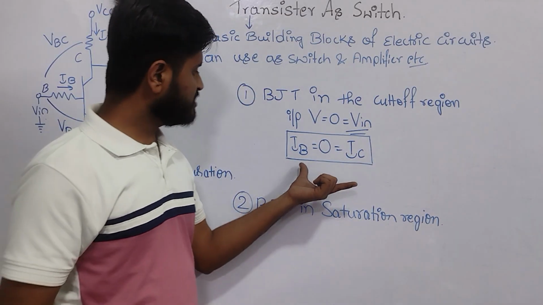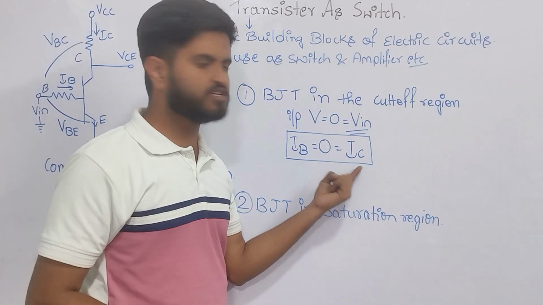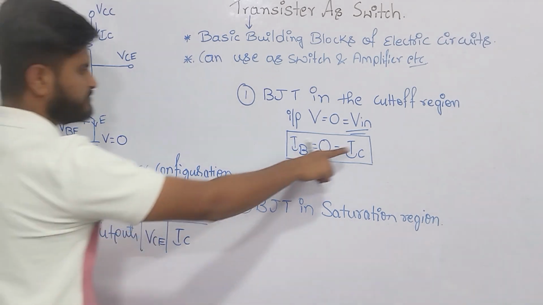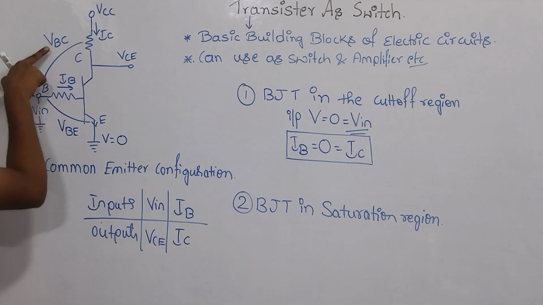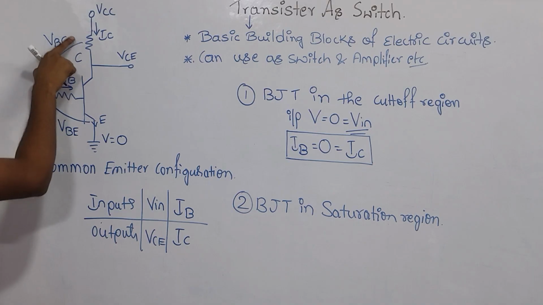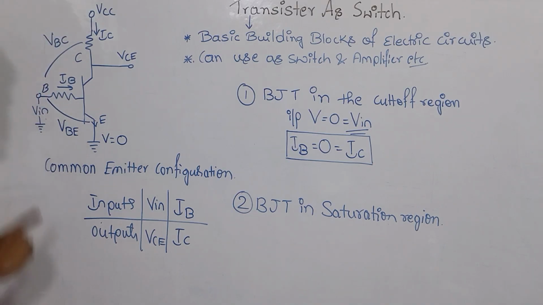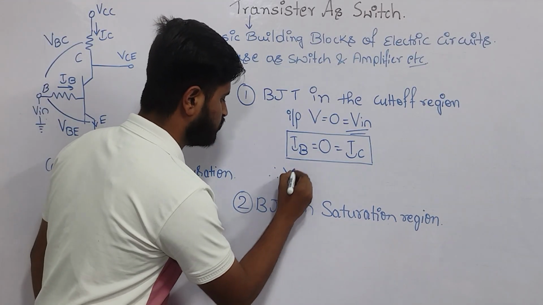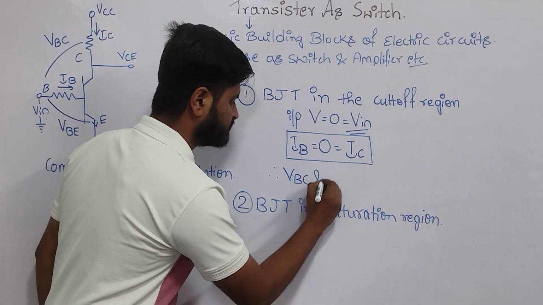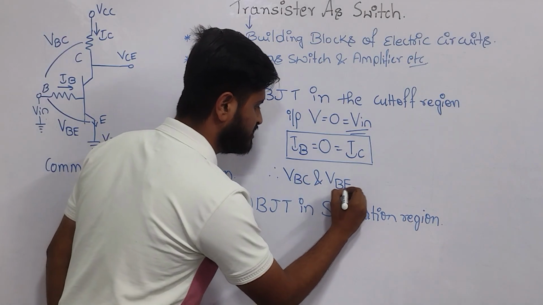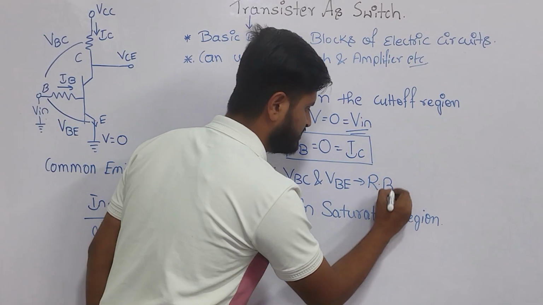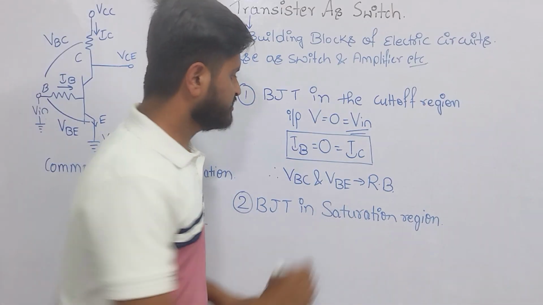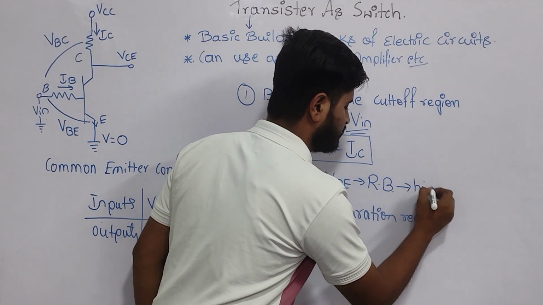Now if you see, my input current is 0, my output current is 0 and my input voltage is 0. In this situation, when all the values are equal to 0, my VBC, that is voltage across base collector, and voltage across base emitter will act in the reverse bias condition. When both of them act in the reverse bias condition, there will be a high voltage drop.